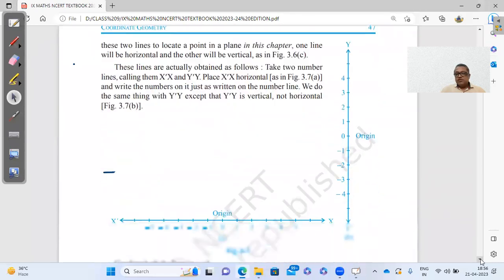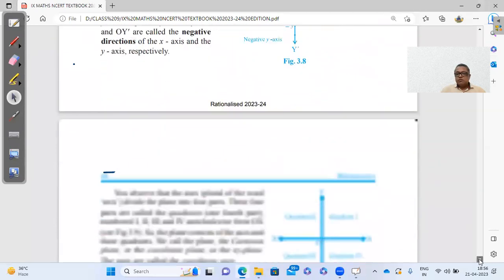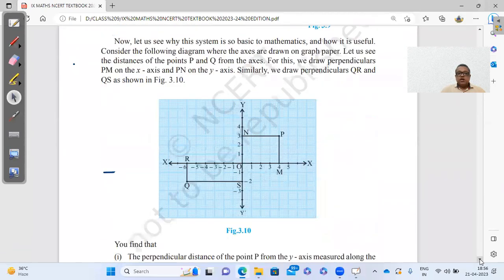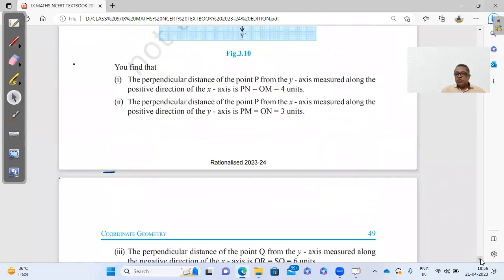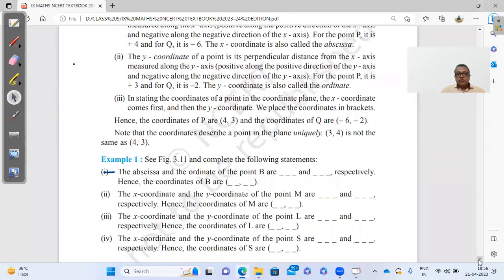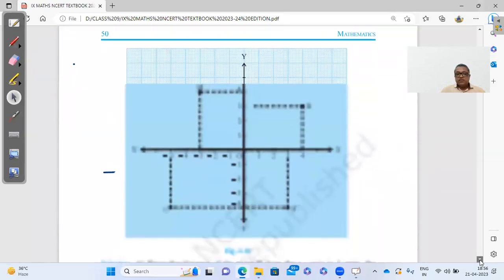Then we have the second exercise where there are some questions which have to be answered on the basis of the details given, right? So second exercise.